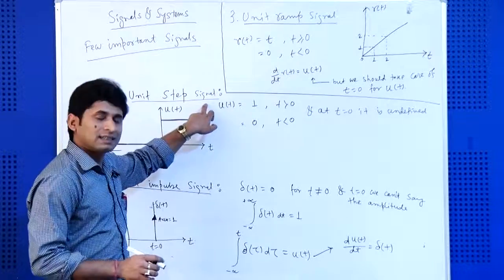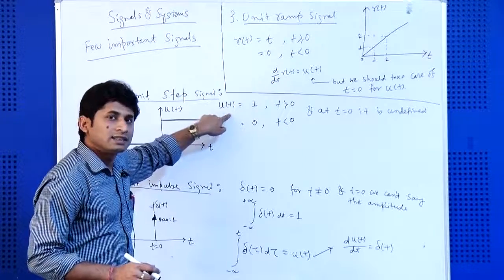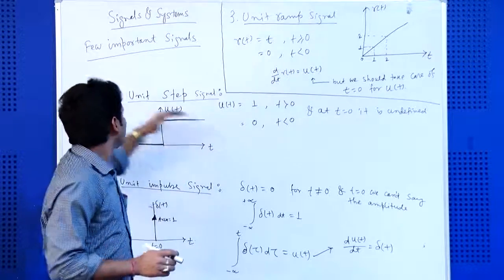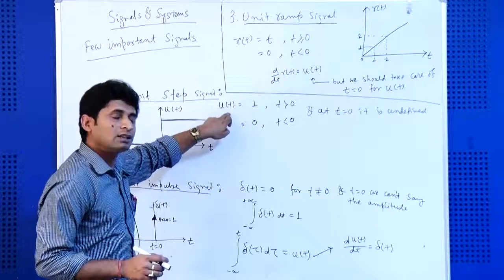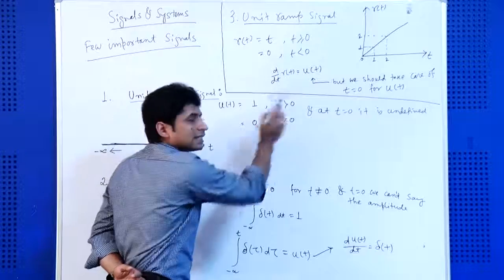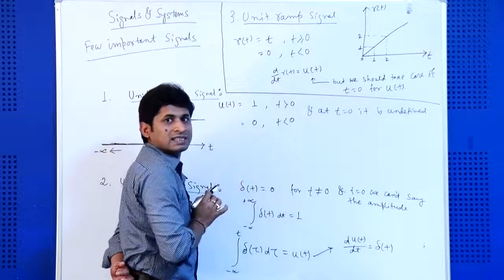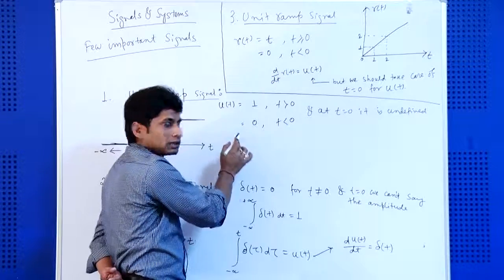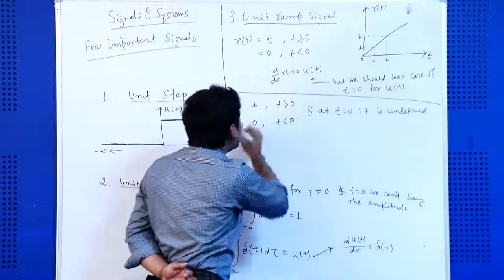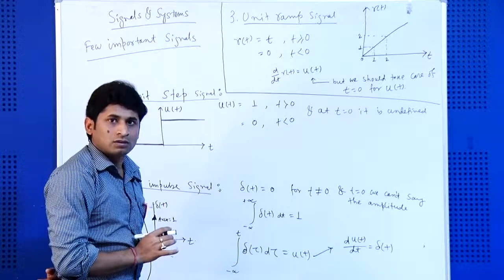The unit step signal is represented using u(t). In general, the unit step signal is represented with the help of u(t). u(t) is equal to 1 when t is greater than 0, u(t) is equal to 0 when t is less than 0, and u(t) is undefined at t equal to 0.